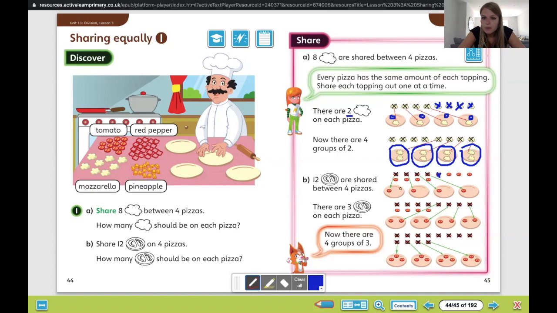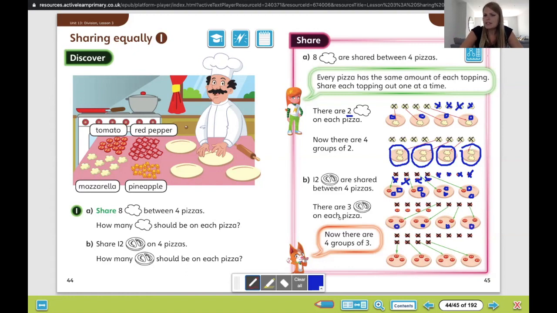Cross that one out. 1 for you. That one out. 1 for you. Cross that one out. 1 for you. And cross that one out. 1 for you. Oh, I can still see we've got some tomatoes left, so we're going to carry on sharing them equally. 1 for you. 1 for you. 1 for you. And finally, 1 for you. So we've shared them one at a time until all of the tomatoes have gone.